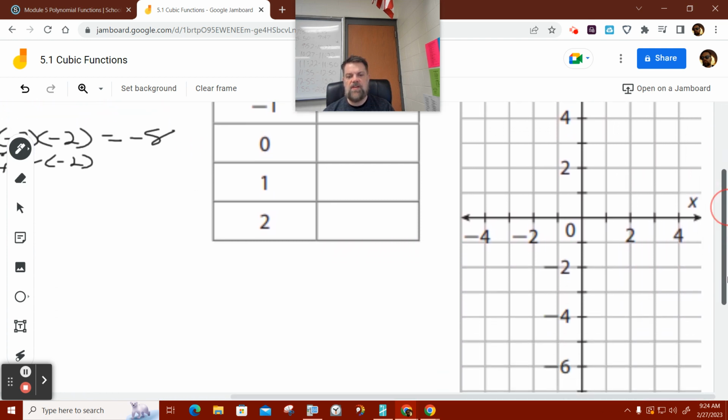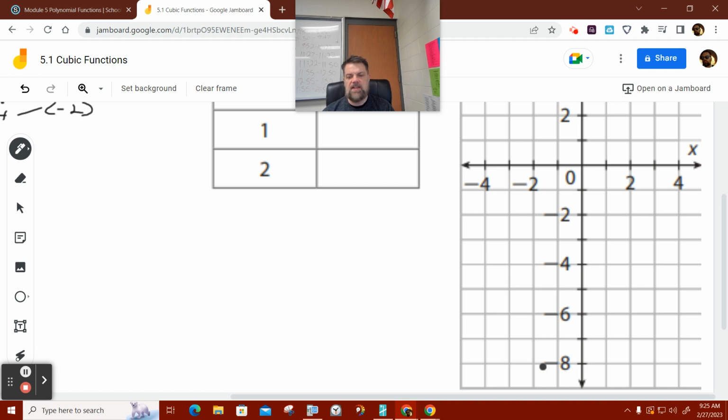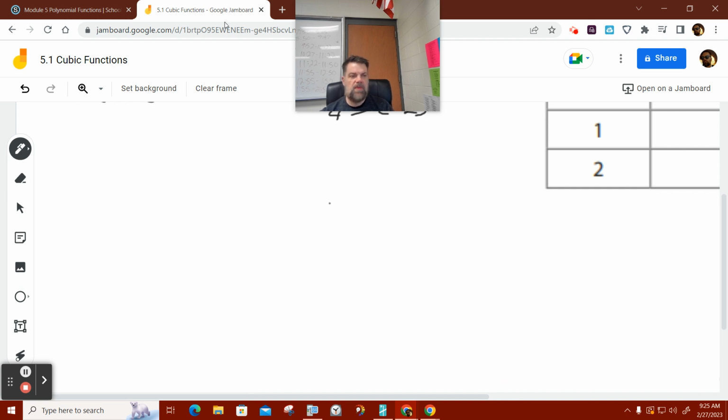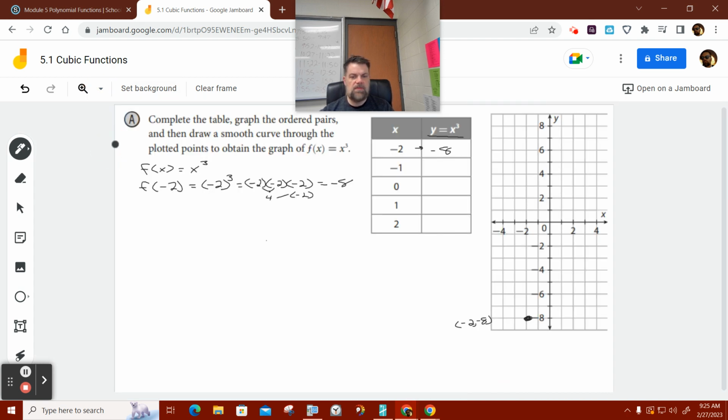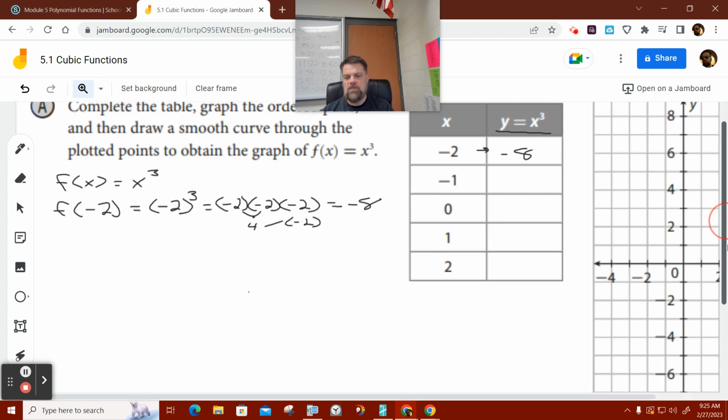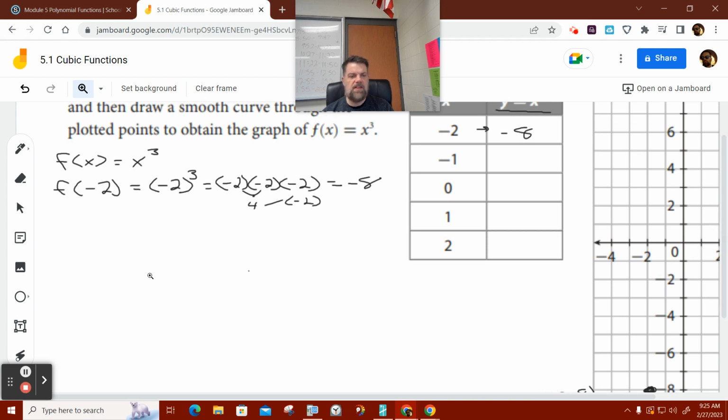Now, this is a point on the graph, negative 2, negative 8. So I'm going to scroll down here. I'll zoom out in a second. That's a point on the graph, negative 2, comma, negative 8. That's a point on the graph. Let me zoom out so you guys can see that a little better. And if you're a little lost, that's okay. Let me try to get it to fit in there.